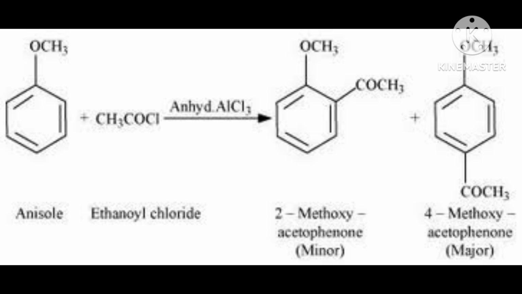When it joins at the ortho position, it is called 2-methoxyacetophenone. Okay, that is the minor product. And when it joins at the para position, it will be called 4-methoxyacetophenone. Both are acetophenone. Why acetophenone? Because a CO group is there, C double bond oxygen is there. The acyl group, CH3CO group, is there, and it is forming just like a ketone, a ketonic group, CO group.